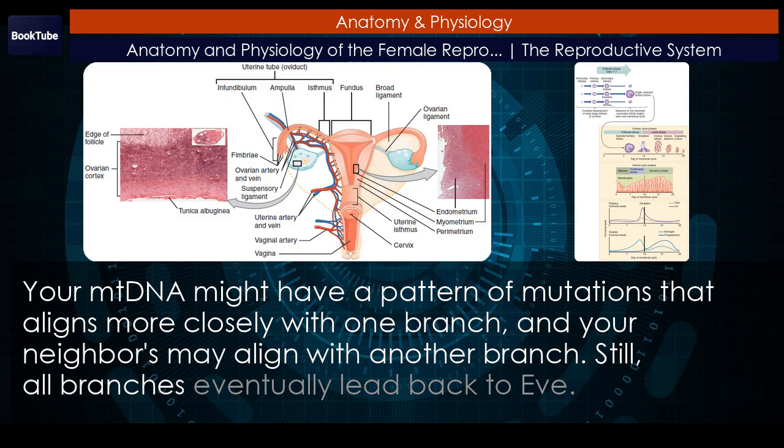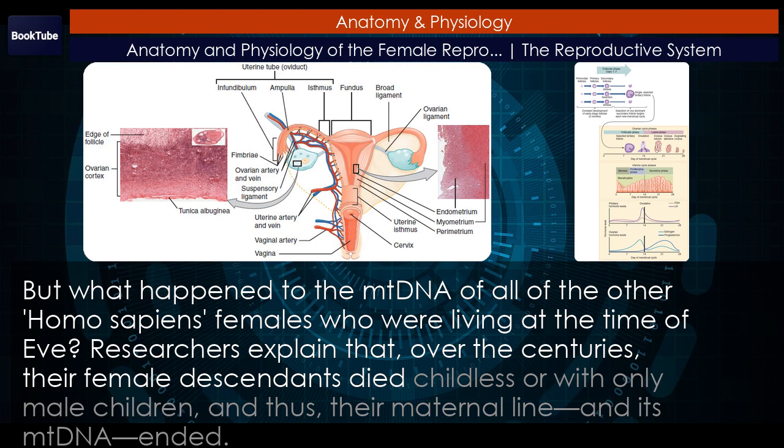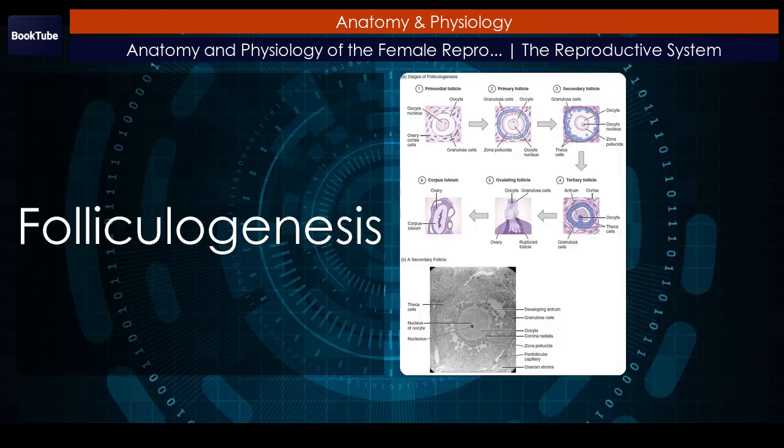Still, all branches eventually lead back to Eve. But what happened to the mtDNA of all of the other Homo sapiens females who were living at the time of Eve? Researchers explain that, over the centuries, their female descendants died childless or with only male children, and thus, their maternal line, and its mtDNA, ended.